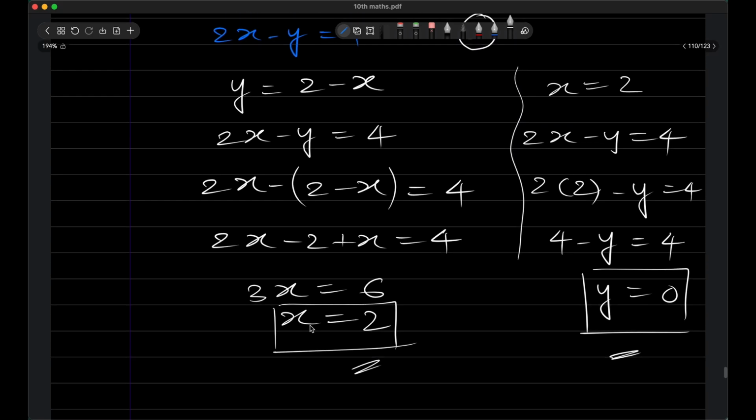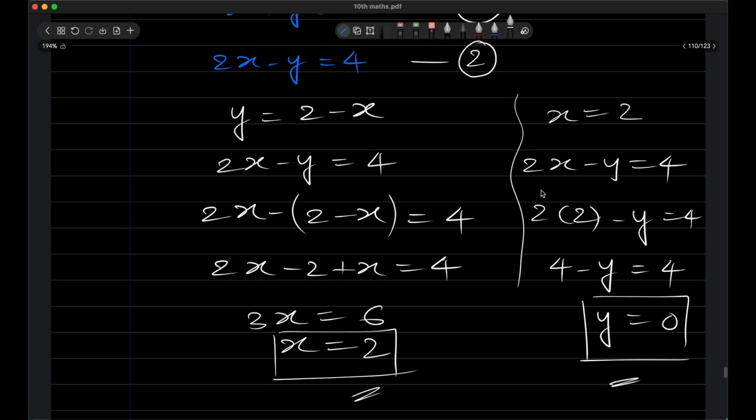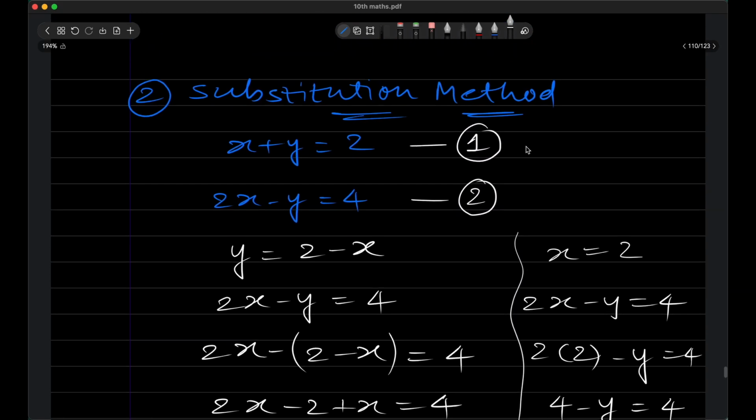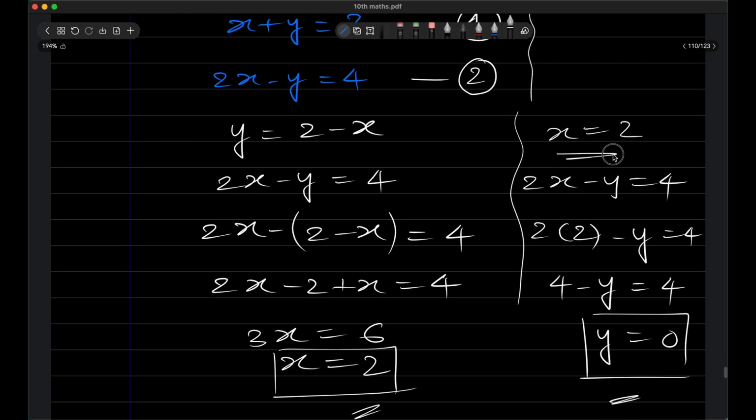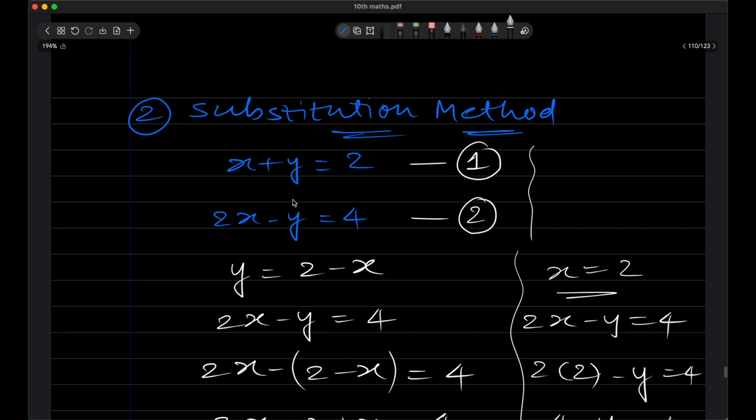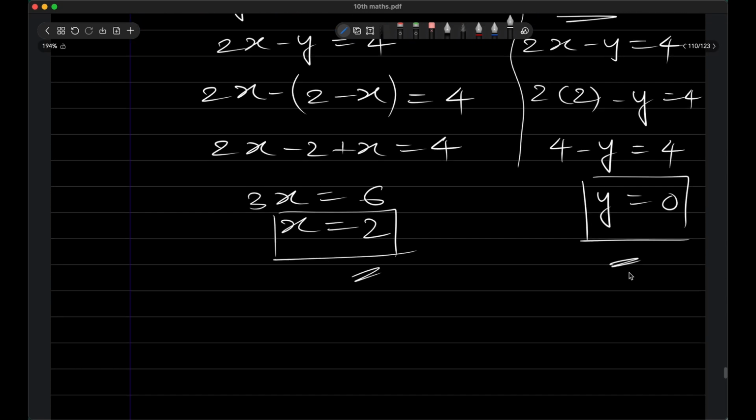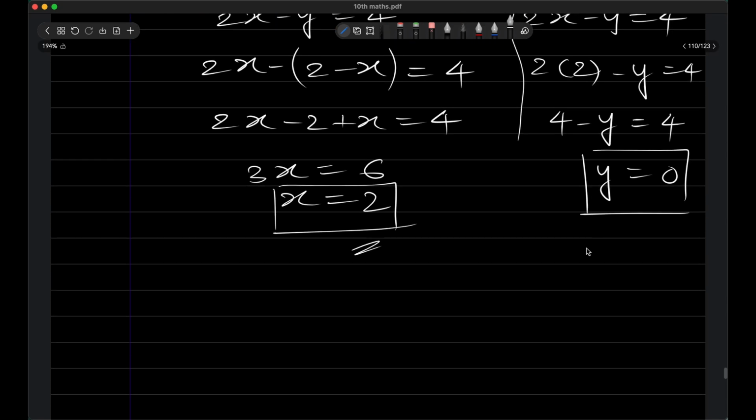We can put the value of x in any one of the equations. Let us put it in the first equation, where x equals 2. So 2 plus y equals 2. 2 and 2 get cancelled. y equals 0. The value of y will be the same if we put it in any one of the equations.